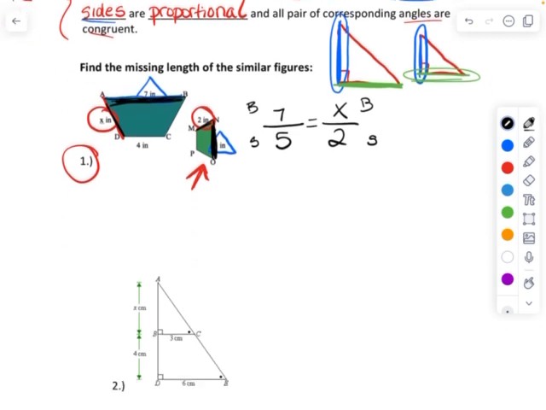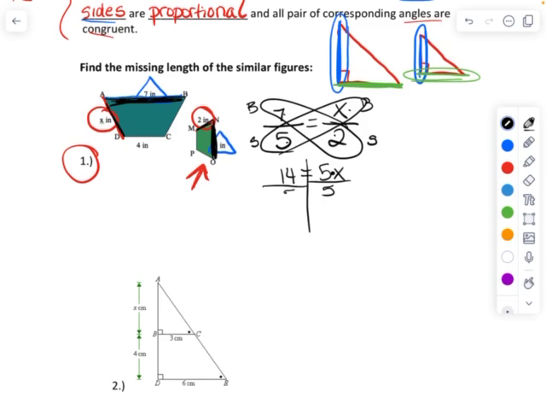All right, now we remember from sections 2-6, we are going to use cross multiplication in order to solve for that value of X. So 7 times 2 is 14. 5 times X is 5X. In order to solve for X, I have a one-step equation. Multiplication is in between 5 and X. In order to undo that, I divide. So X is equal to, you should get a decimal, 2.8 inches. So I know that this missing side length is really 2.8 inches.